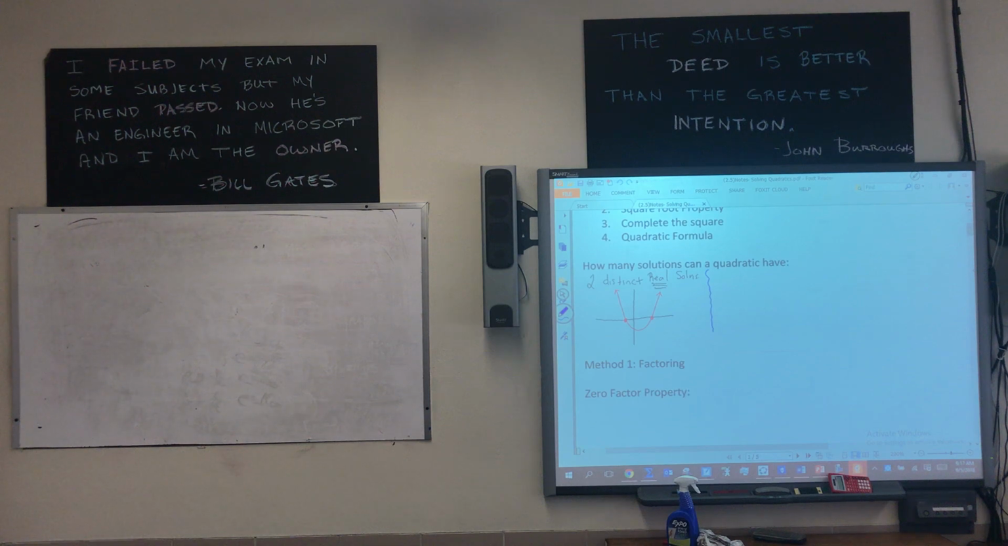But I can have other types of solutions. I can have one. Let's write it, one real solution. Okay. But I'm going to actually draw the picture for you first to see if you guys can come up with or remember what the word for this type of solution would be. If I have one real solution, just kind of think about this.